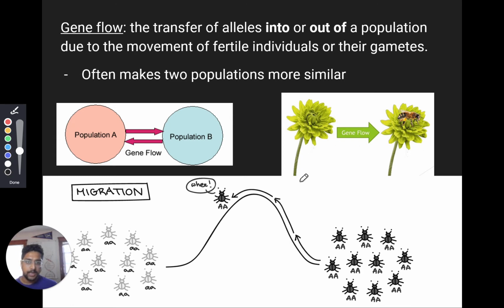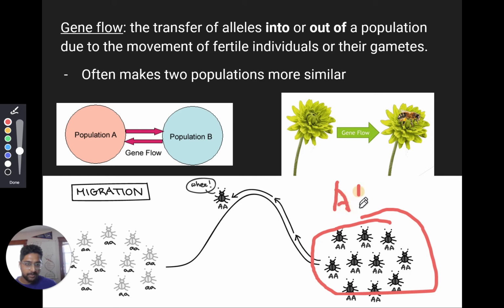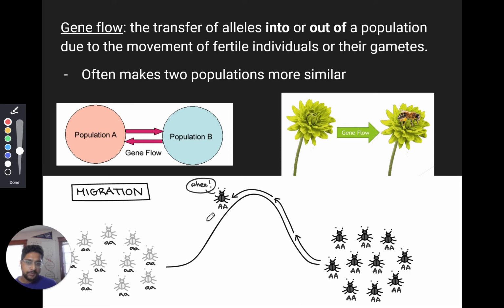We can see it pretty obviously in plants, but it can also happen pretty directly in the context of an organism migrating. So here you can see that there is a population of these black beetles that are all homozygous dominant. So they all have capital A as part of their alleles. This is their genotype. One of these little bugs can go over to this population, and that's really going to change the whole population overall.